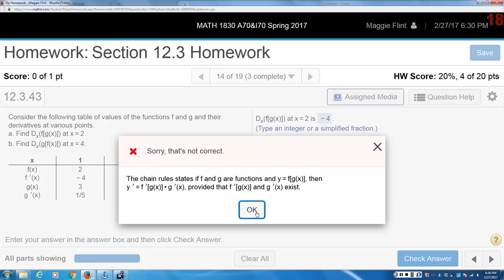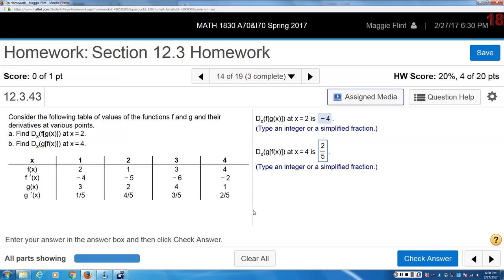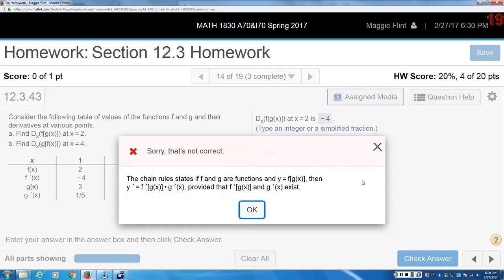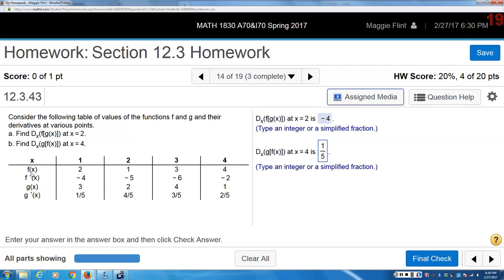Oops, apparently not. Or did I misread it? Let's see. f of 4 is 4. If you plug 4 into g, you get 1. And then g prime is 1/5, not 2/5. Now, f of x is the inside, so f of 4 is here. So g of 4 is 1. And then you're doing the derivative, g prime, which should be 1/5.